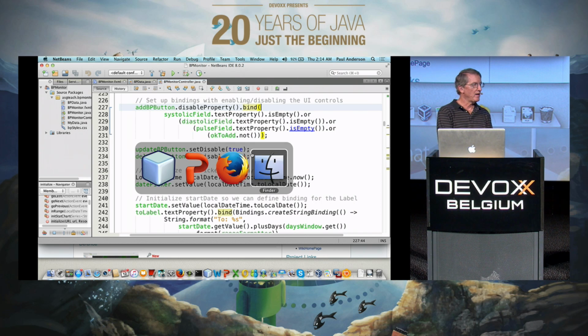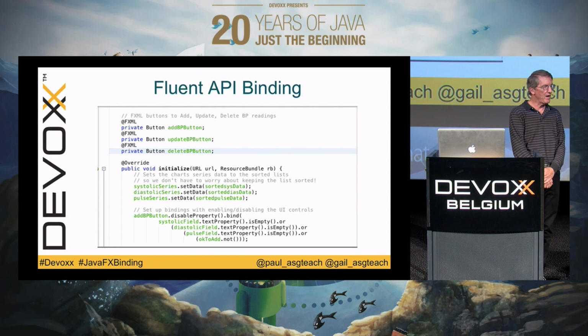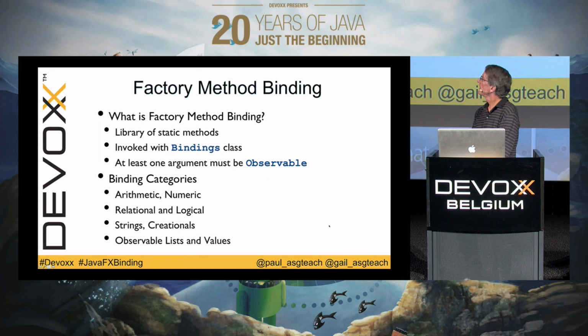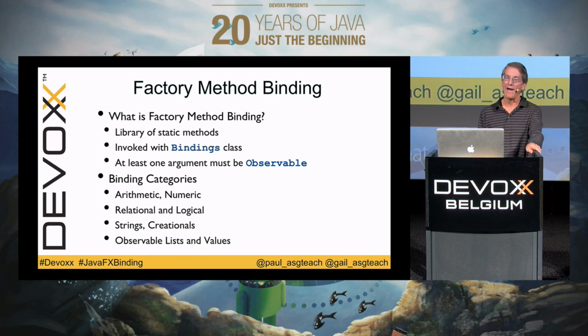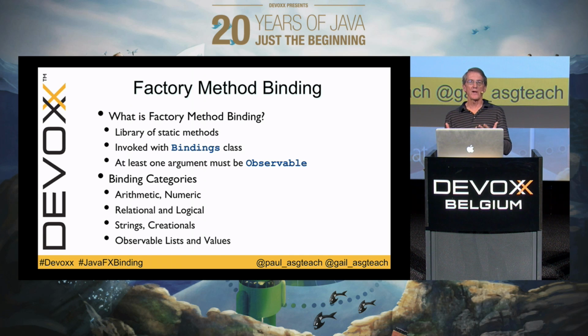Now the Fluent API, if you go back to the notes, is not the only game in town. There's also an even larger library of factory method bindings that you can use. This is a library of static methods that is invoked with the Bindings class, where at least one argument to each one of these methods must be an observable type. Just like the Fluent API, there are several binding categories, in fact more than you have here. They have categories for binding expressions for arithmetic, so you can actually do multiplies and divides, numerics, relational and logical, and of course strings.